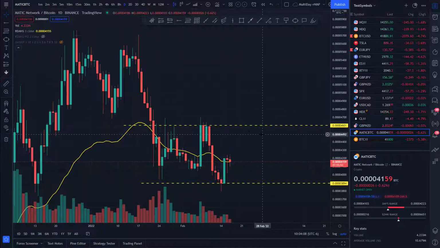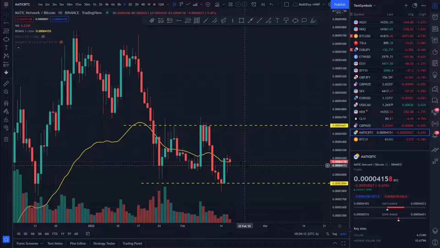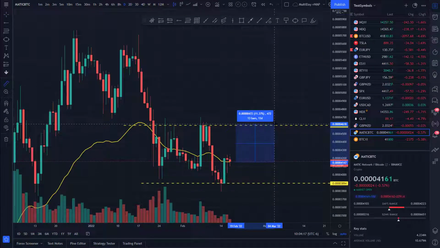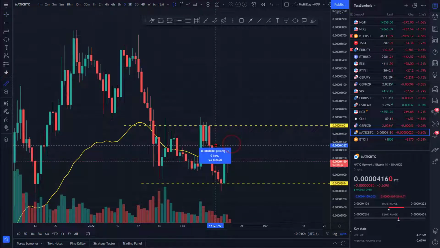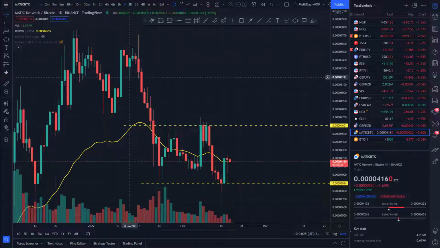Since it just did break above, or it's trying to close above the RDA, you could do about an 11% long to the first target area. Obviously, you have a target area right here, which is probably about 5%. But if we go, you can get this by looking at the daily chart.